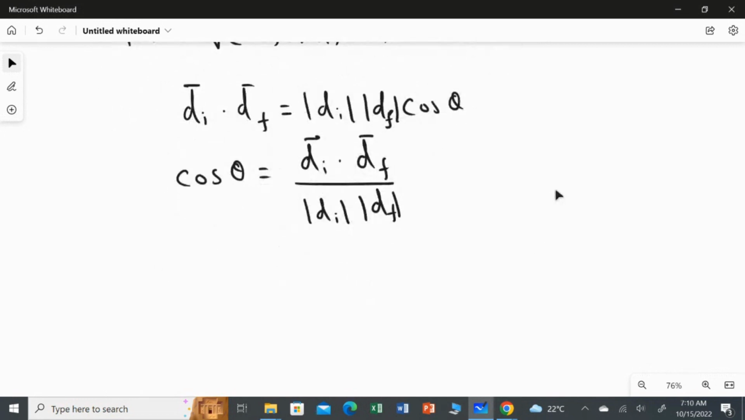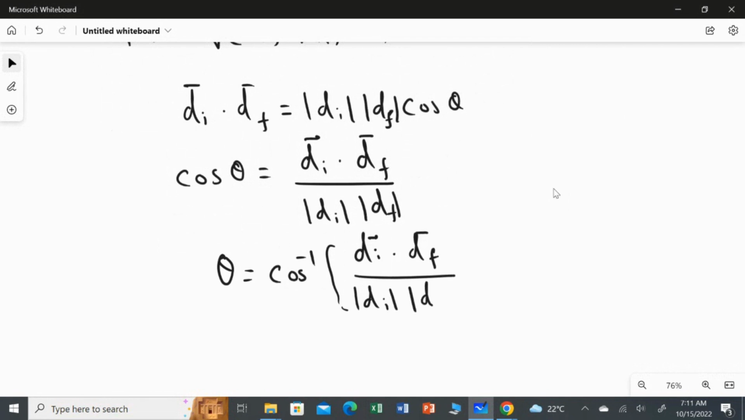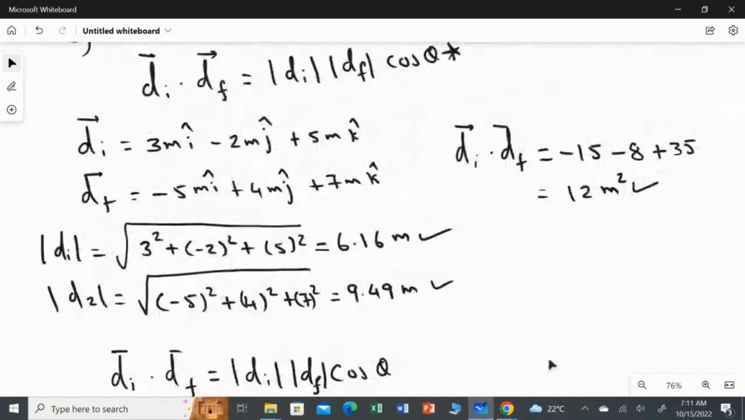Now we are going to deal with the angle. So I am going to keep this angle theta, which is equal to cosine inverse of di vector dot df vector over magnitude of di multiplied by magnitude of df. Clear? Now I am going to simply substitute the values, because just before we found the value of di dot df, the magnitude of di, and the magnitude of df, this is not d2, this is d final. Clear? So we already found all the values. Am I right? Now I'm simply going to substitute the values in the equation.